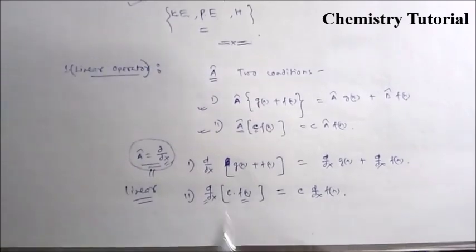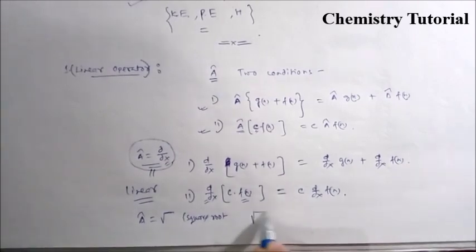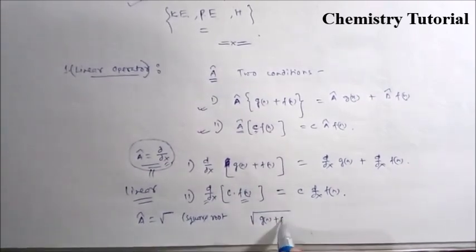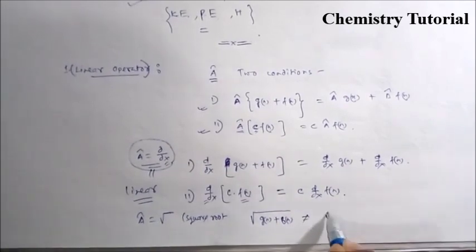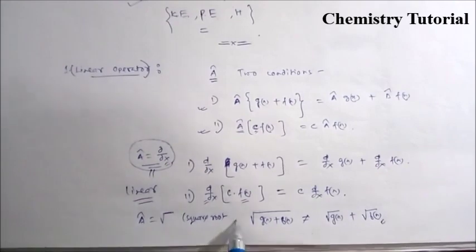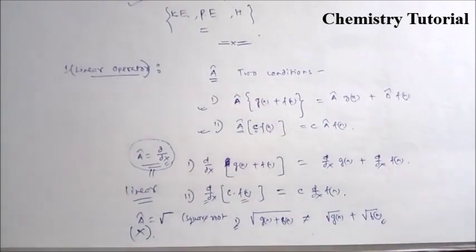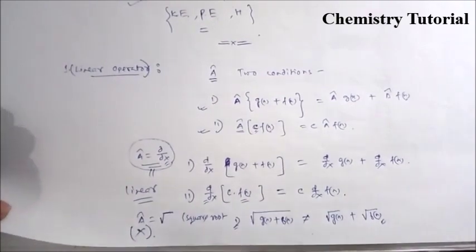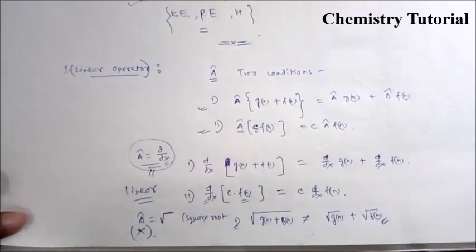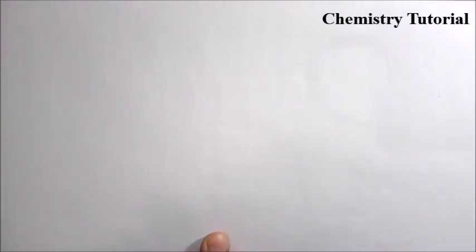Similarly, if we see with the square root operator, if this operator operates on the summation of two functions, then we find that this is not equal to the square root of g(x) plus the square root of f(x). That does not satisfy the first condition of a linear operator, therefore it is not a linear operator. Okay, square root is not a linear operator. So this is all about linear operators. Later on we'll discuss some problems from previous year question papers.